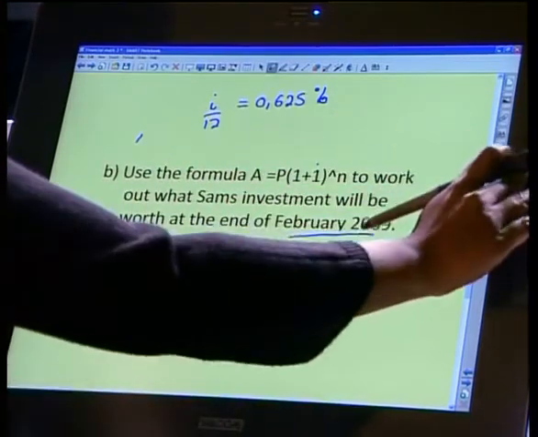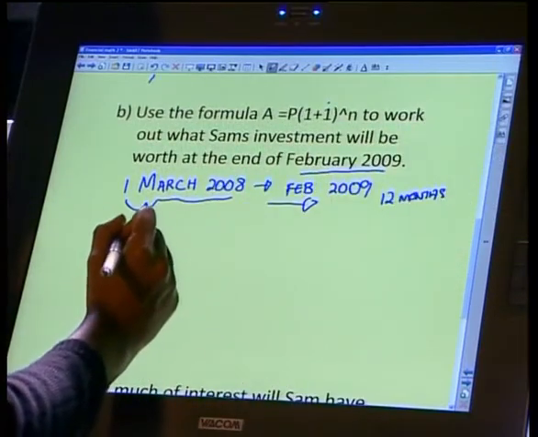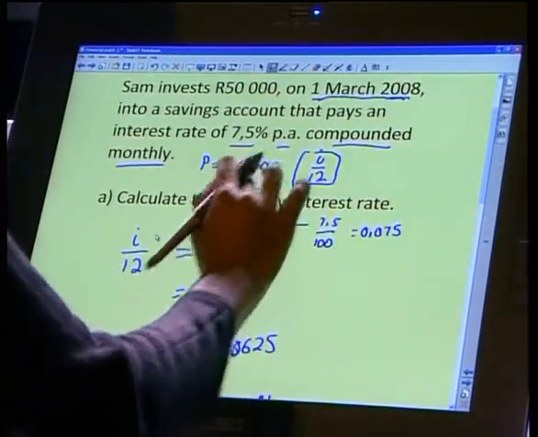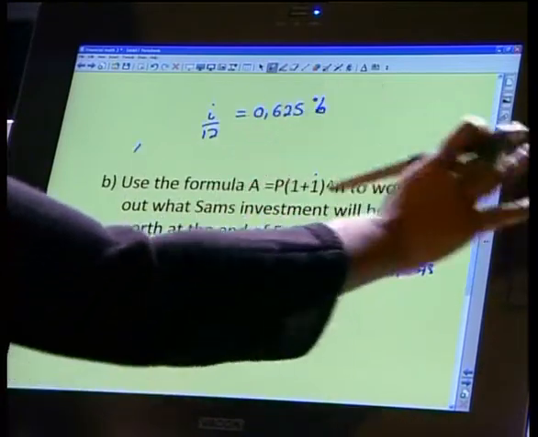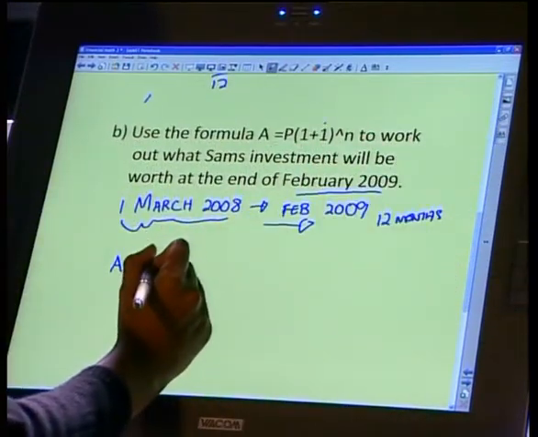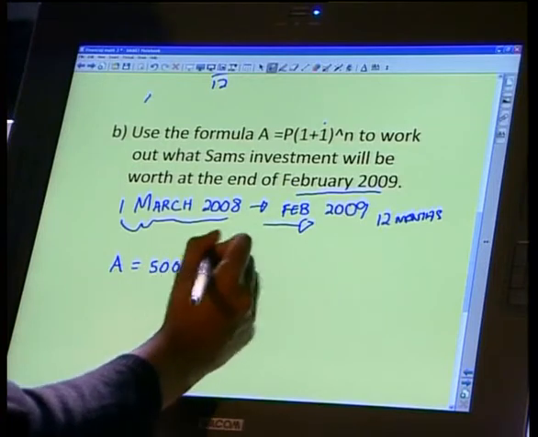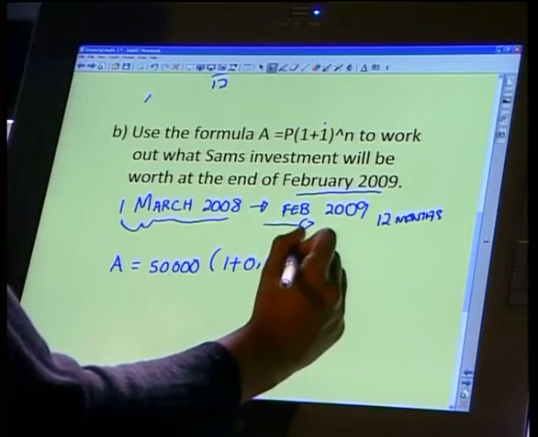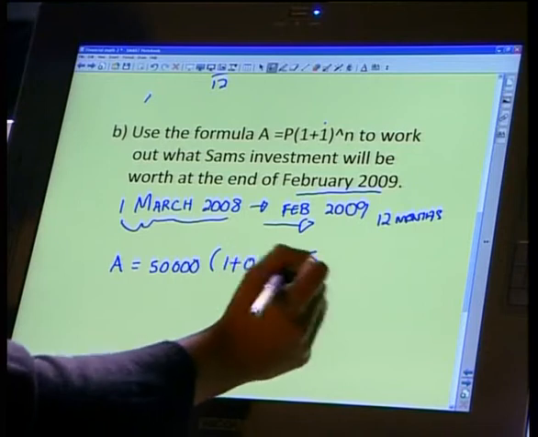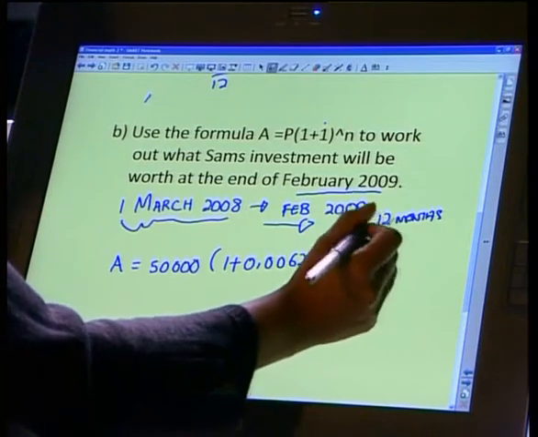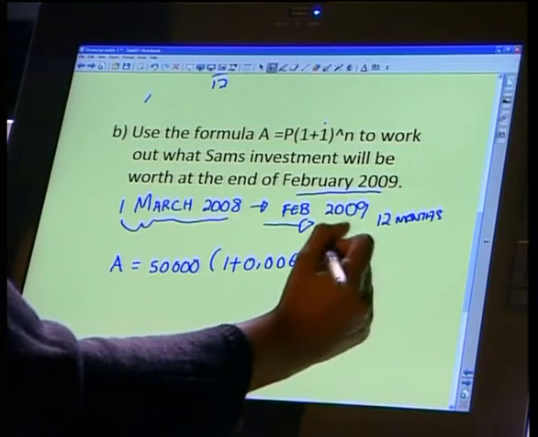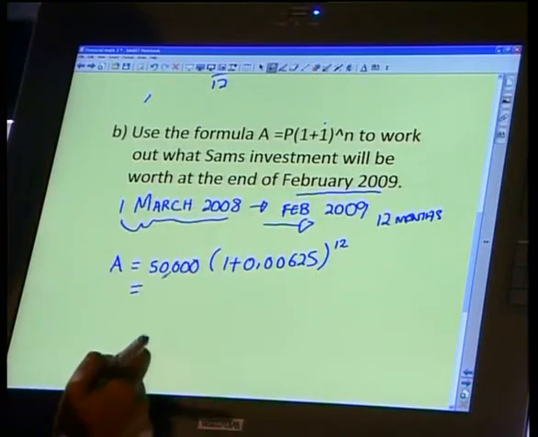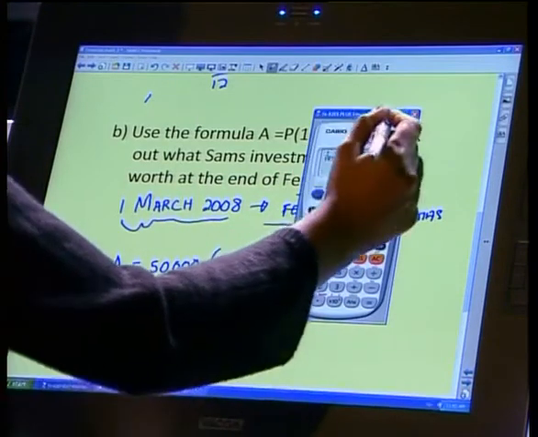Use the formula, that's our standard compound interest rate formula. We know that the value of P was 50,000 Rand. We've already just worked out the effective interest rate. So we can put 50,000 Rand in for P times 1 plus 0.00625. We just worked that out in the question above, to the power of 12 months, because there are 12 compounding periods in this year from March to February. We can then put that into our calculator.